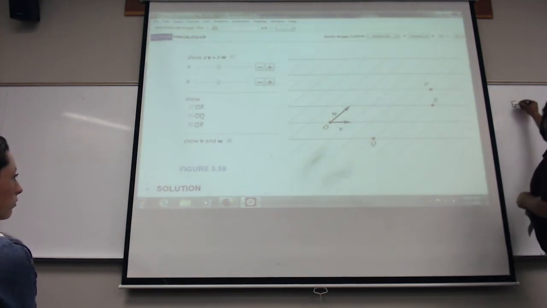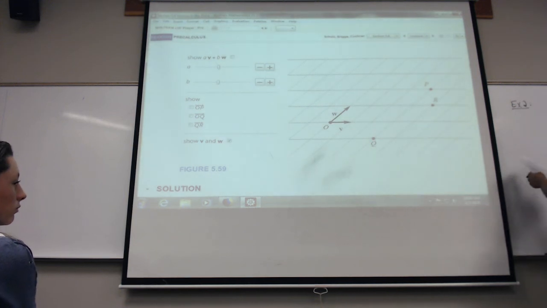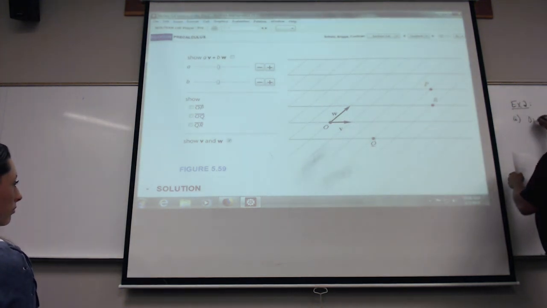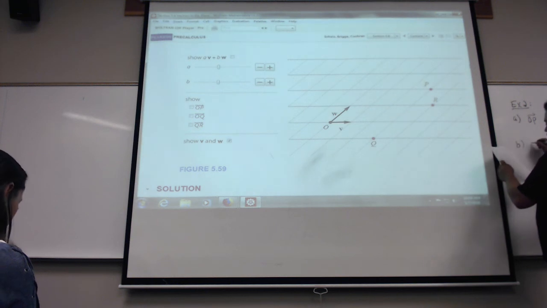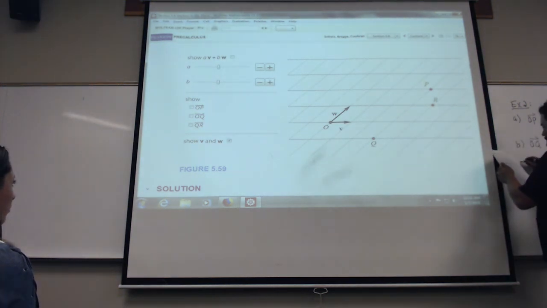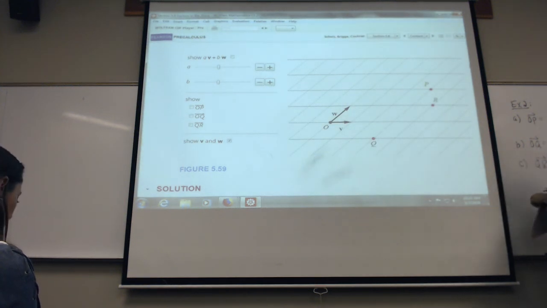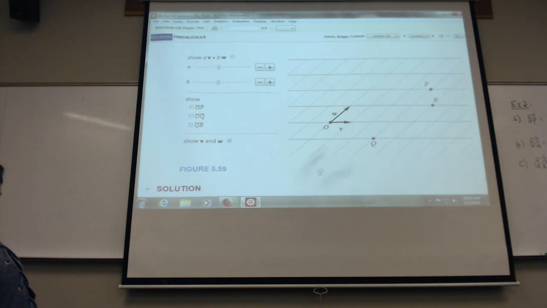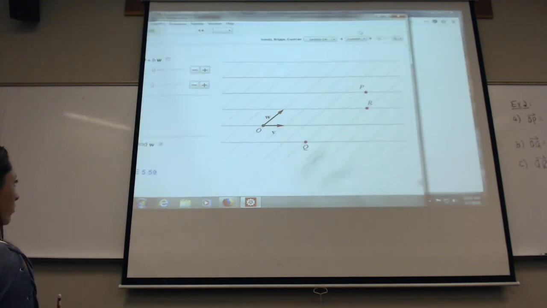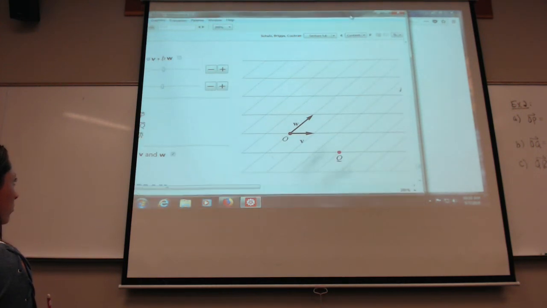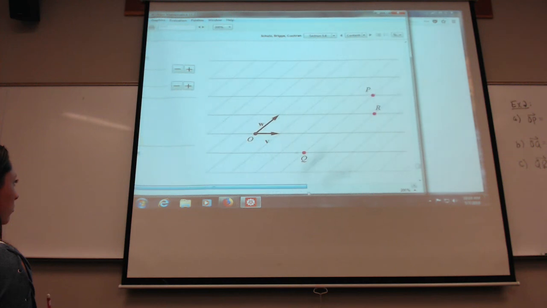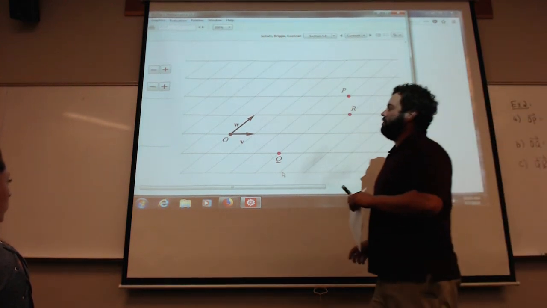So example 2, what do I have on here? I've got OP, we've got OQ, and I've got QR. Just like the previous example, I've got two given vectors.